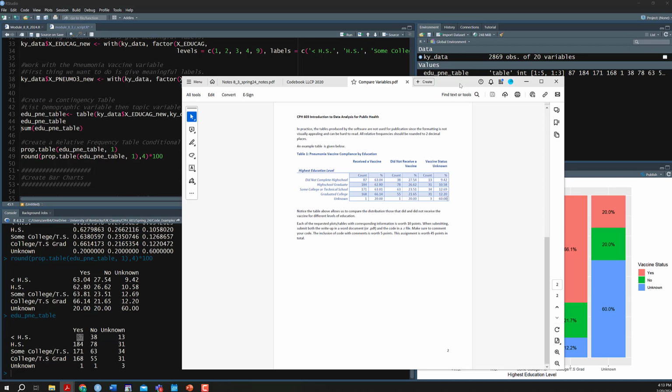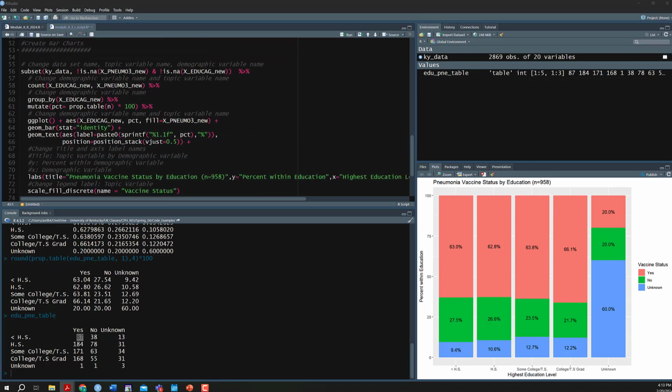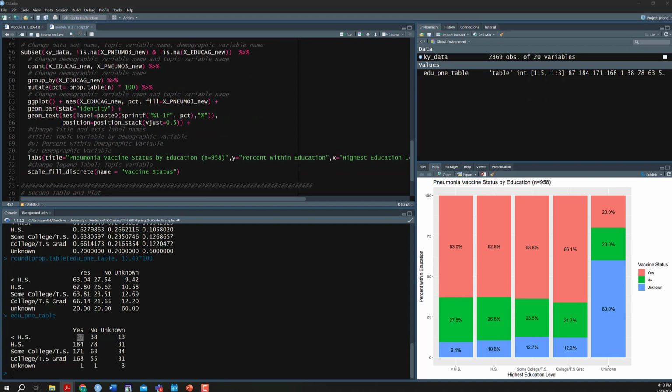All right, so the last thing you're going to do, after you move that information over, is create a bar chart. And like I said, it's a pretty big chunk of code here, but I've got comments to tell you exactly what you need to change. So for example, in this first line of code, you're going to change the name of the data set. You'll change the name of the topic variable, change the name of the demographic variable. In the second row, you'll add in the name of the demographic variable and then the topic variable. Change the demographic variable. So again, notice all you're doing here is changing the variable names and the data set names.